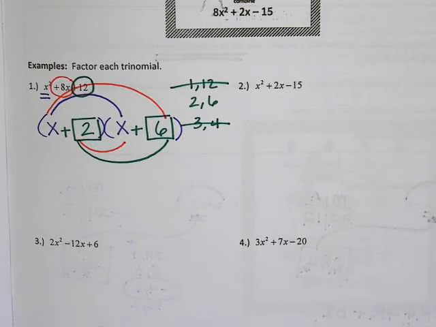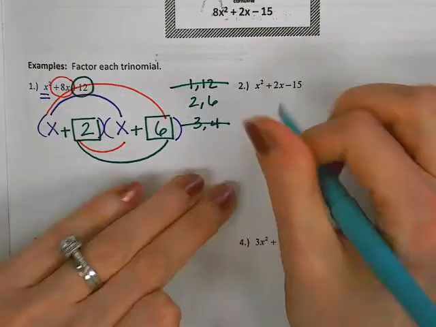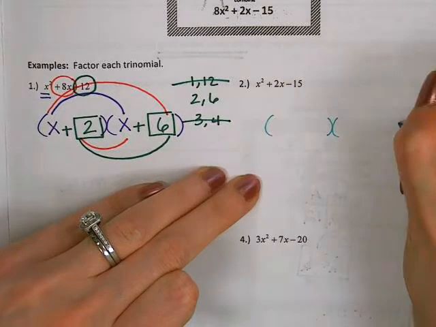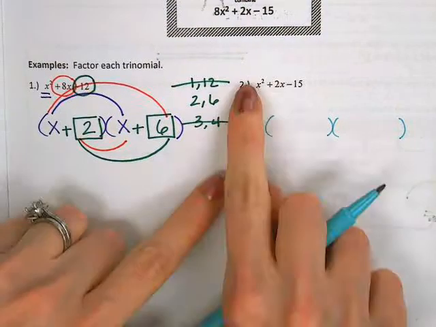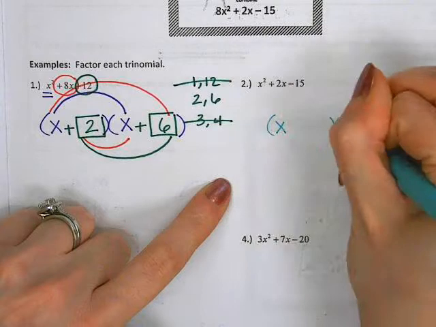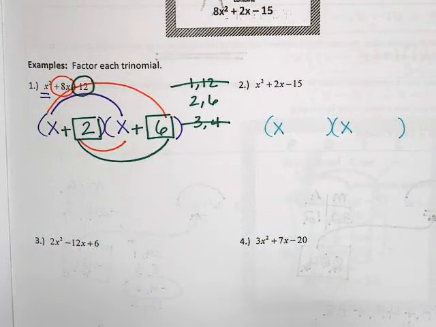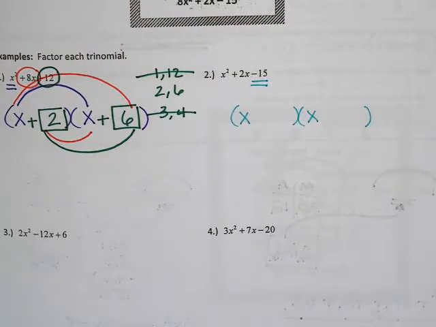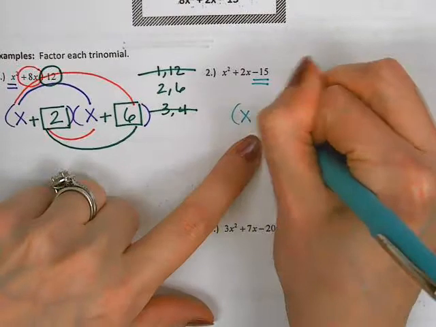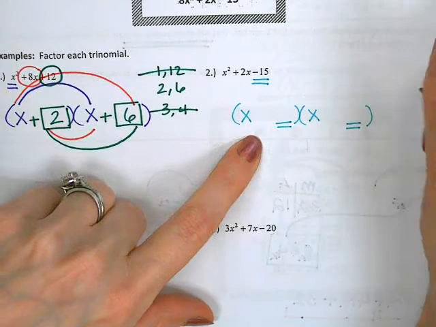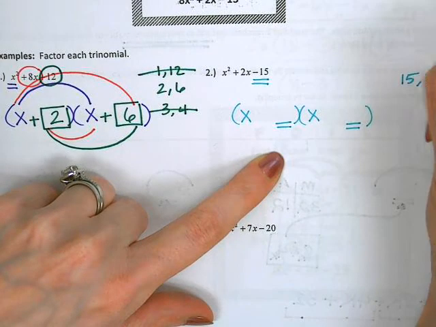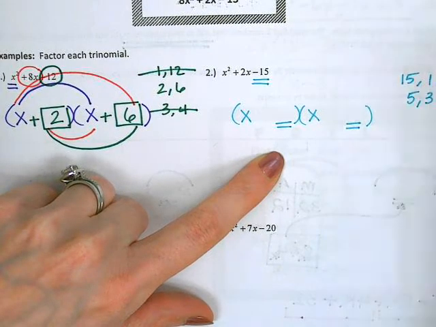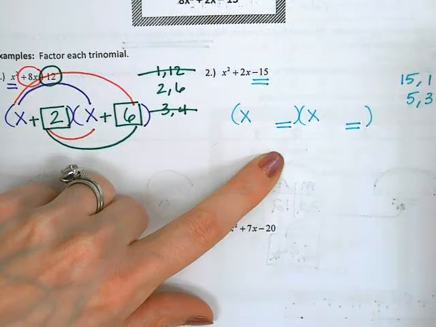All right, let's try one more. So number 2. So draw your parentheses. Okay, if it's x squared, it's got to be x and x. And now let's make a list of all the ways you could multiply to negative 15, because that's got to be these numbers. So negative 15 could be 15 and 1, 5 and 3, but one of them has to be negative, remember.